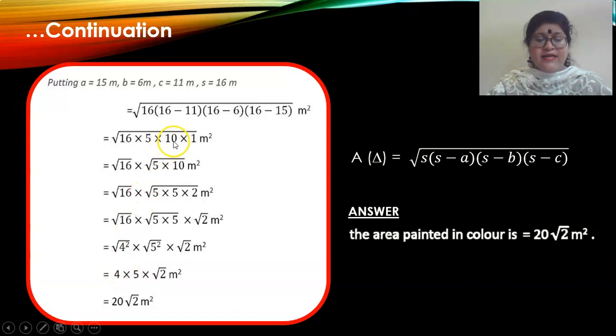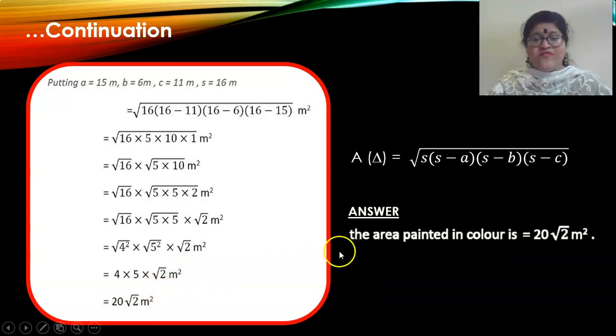Then 10. 10 is expressed as 5 into 2. So you have root 5 into root 5, which is 5. So that 5 is written here. And 2 remains, so that goes under the square root sign. So root 16 is 4, 10 is expressed as 5 into 2, so 5 comes out because root 5 into root 5 is 5, and then root 2. And then you get the answer as 20 root 2 meters square.